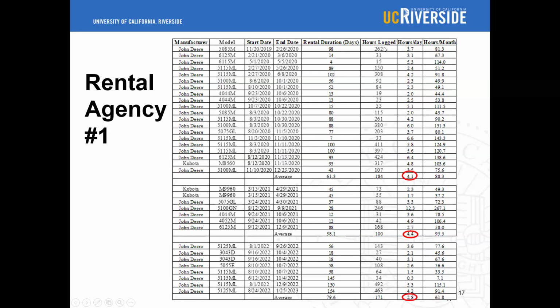But when you look at the hours logged and the hours per month, and the one in the middle, the hours per day, we're also seeing numbers that are very close to the hours that we were getting from our data loggers, in that 4 hours per day range of actually being operated with the engine on.